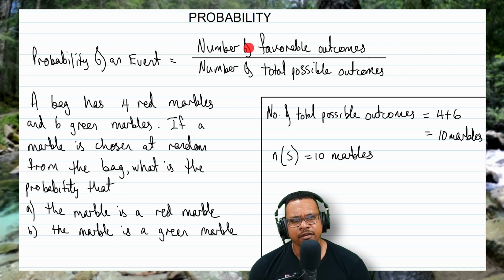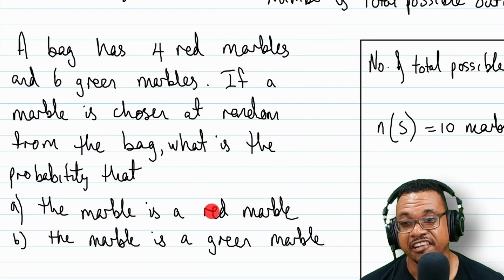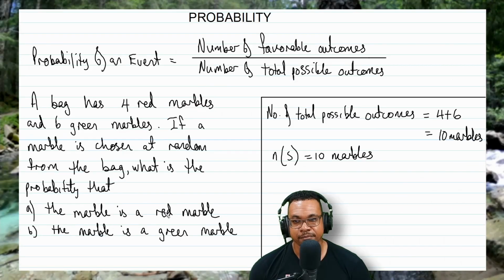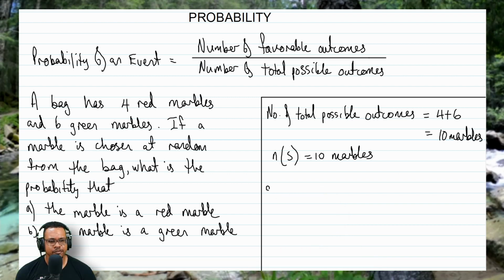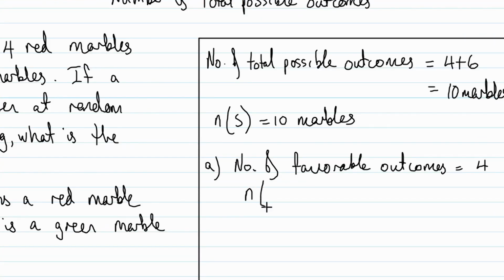Now, let's look at the number of favorable outcomes. So for part A, we want the probability of getting a red marble. So we want the number of red marbles, which is 4. So for part A, the number of favorable outcomes is equal to 4. Now, if we use R to represent the set of red marbles, I can simply write that the number of elements in the set of red marbles is equal to 4. And this will be a shorter way of writing this out.